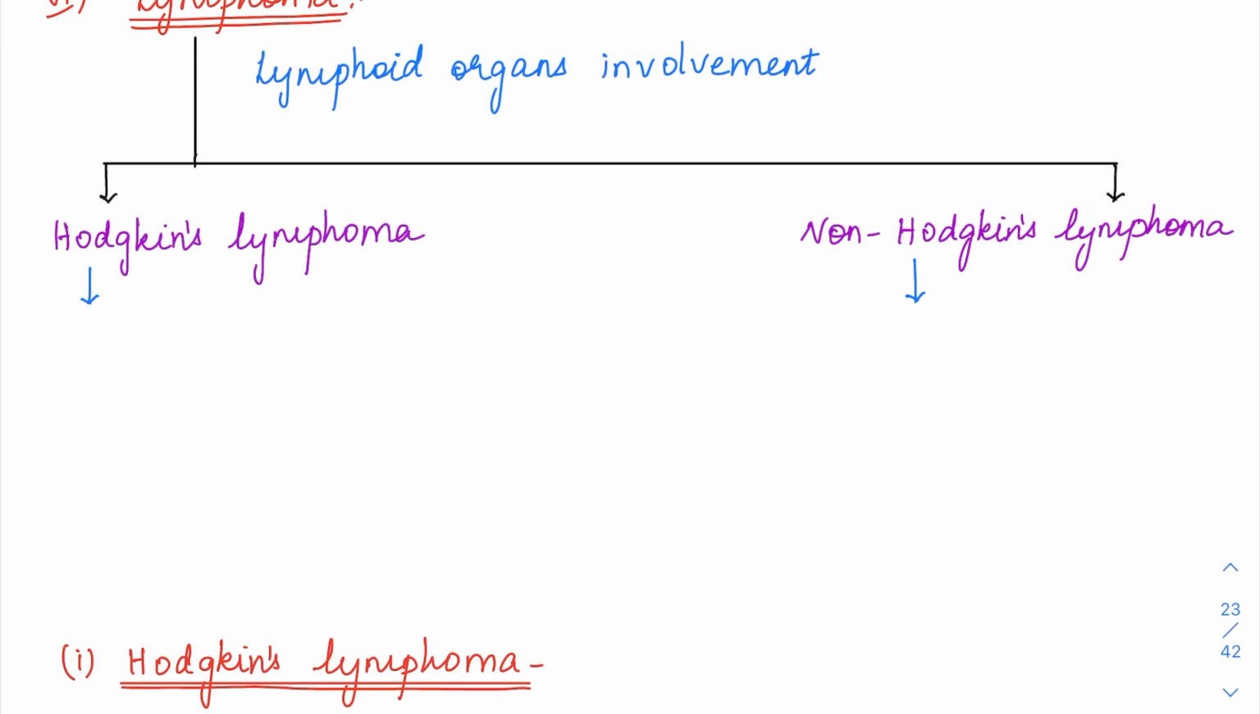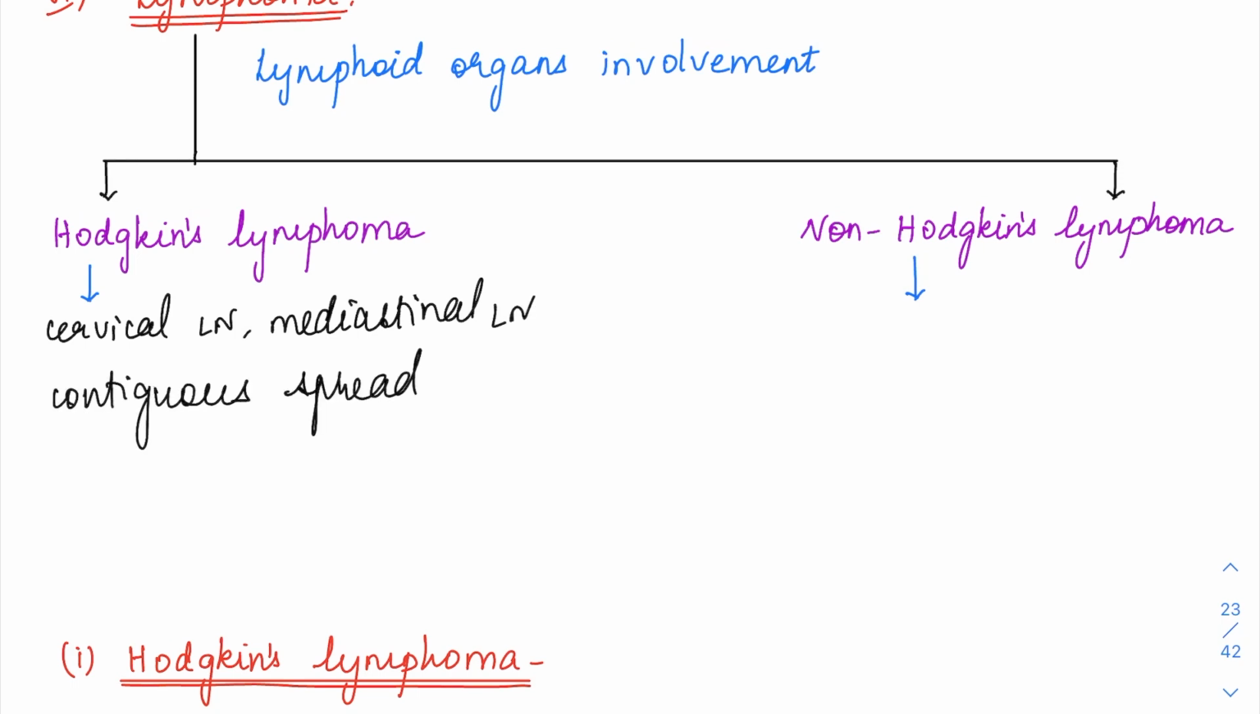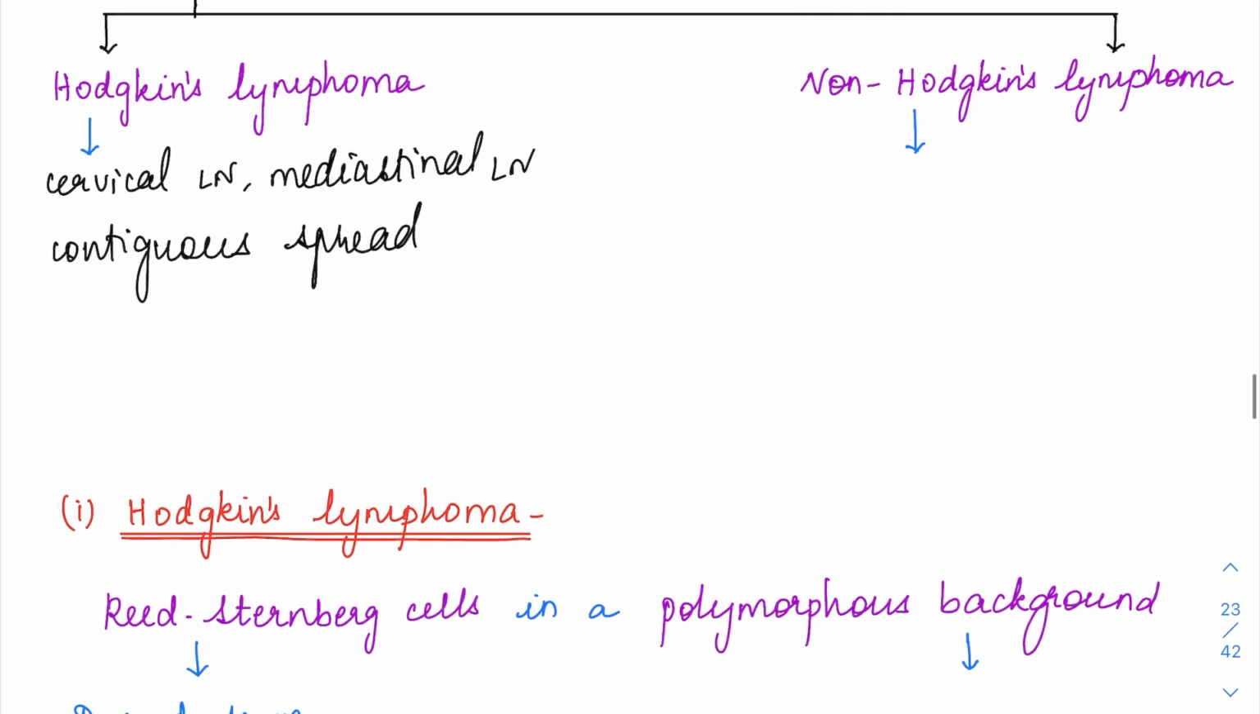Hodgkin's lymphoma is the one which is going to occur in the cervical lymph nodes and in the mediastinal lymph nodes. Okay, and it is going to characteristically have a contiguous spread of lymphoma. Meaning, if the upper cervical lymph node is involved, it is going to contiguously involve the axillary lymph nodes next. That is called contiguous spread.